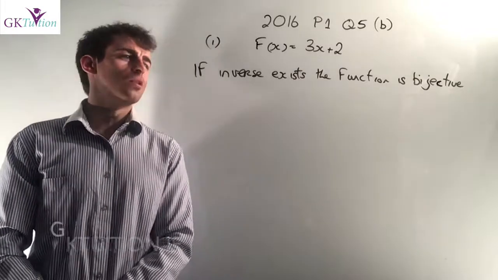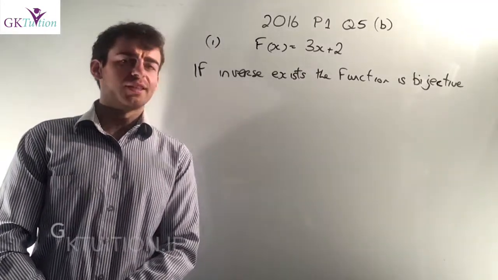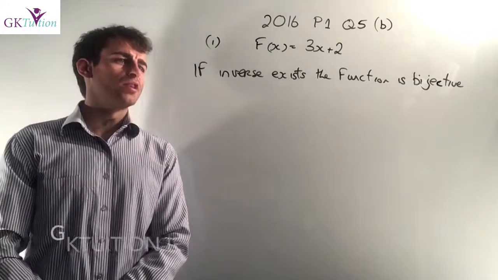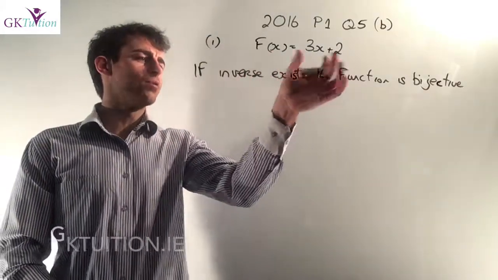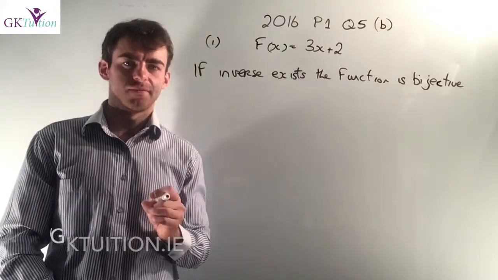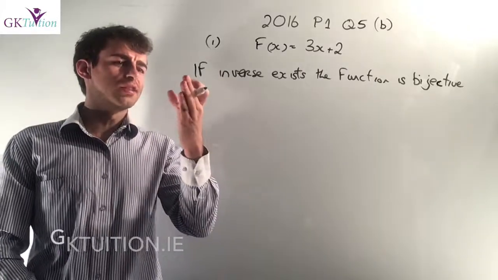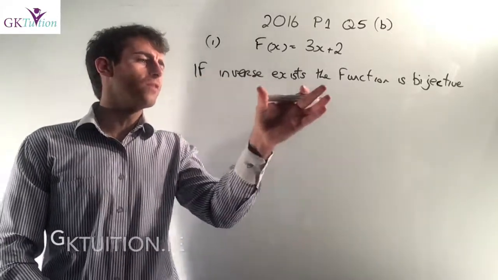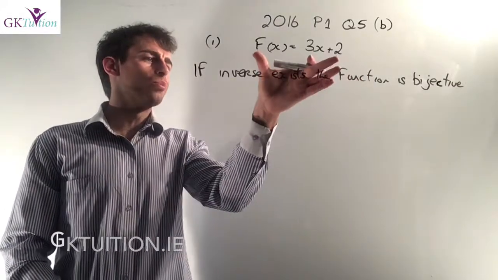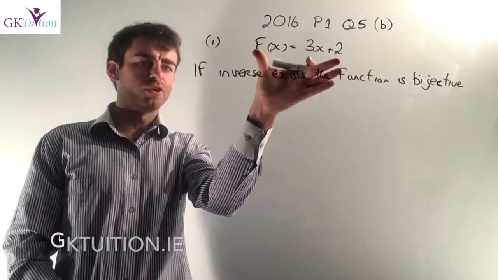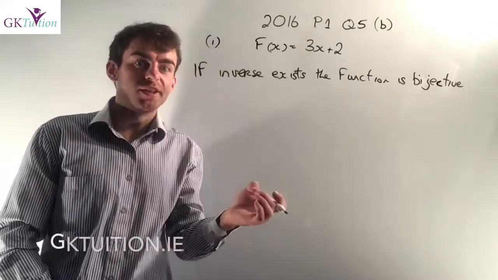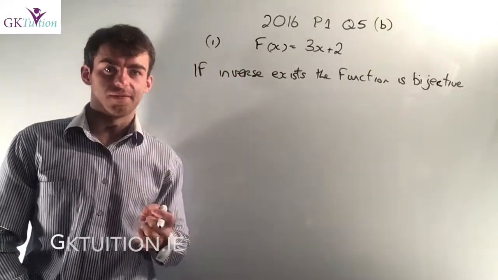Now the question that I've chosen to go through here is 2016 Paper 1 Question 5 Part B. In this question we're given the function f of x equals 3x plus 2, and we're asked to prove that the function is injective. So in order to do this, the first thing I would say is that if an inverse exists, the function is bijective. So in other words, if I can prove that this function has an inverse, then I know it's bijective. And if it's bijective, I know that it's also injective.